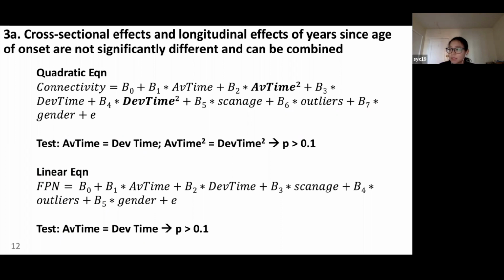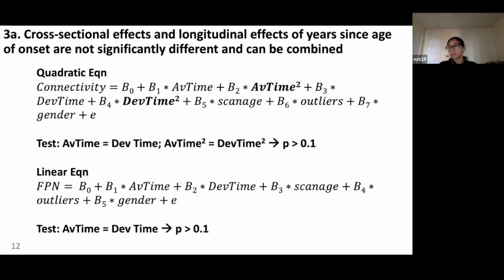But if a participant has data at 3 different time points, so for example, time points 0, 1, and 2, then the average time would be 1. And so this represents cross-sectional effects. The deviation variable is the average time variable minus the actual time variable, and this term would be 0 if the participant only has data at 1 time point. And so this represents longitudinal effects.